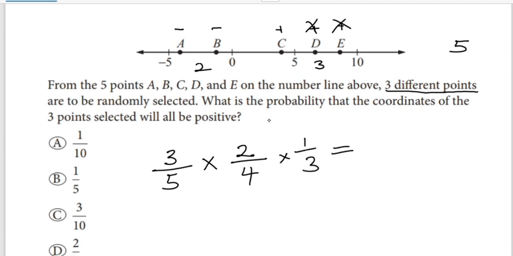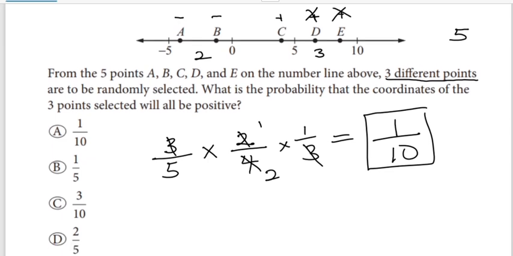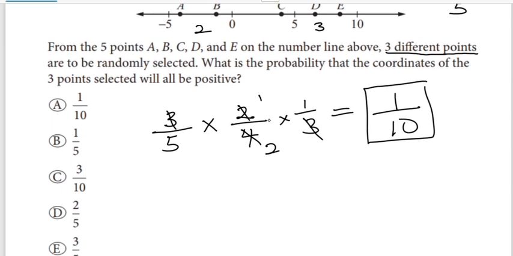And if you solve this out, 3 will cancel 3, 2 here, 1. 2 divided by 4 is 2. So this is simply 1 over 5 times 2, which is 10. So this is the probability of picking 3 different positive numbers. So the answer here is A.